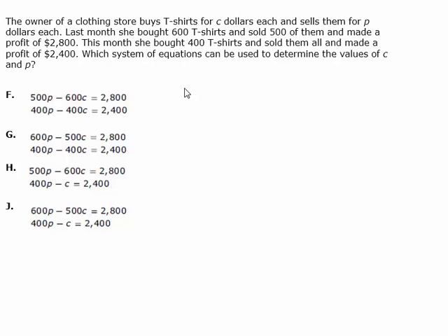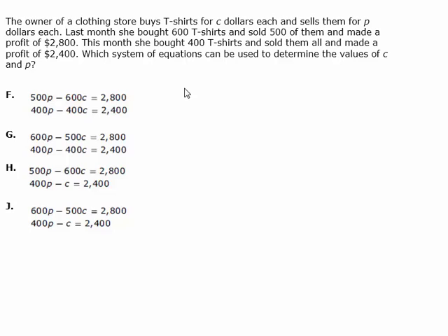So the owner of a clothing store buys t-shirts for $C each and sells them for $P each. Last month, she bought 600 t-shirts and sold 500 of them and made a profit of $2,800. This month, she bought 400 t-shirts and sold them all and made a profit of $2,400. Which system of equations can be used to determine the values of C and P?